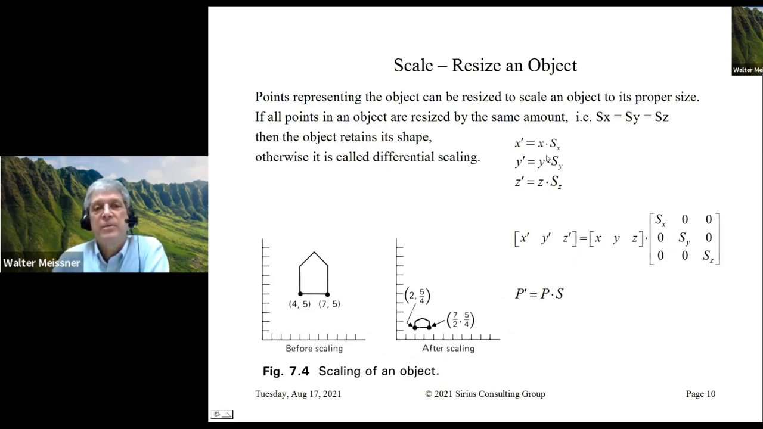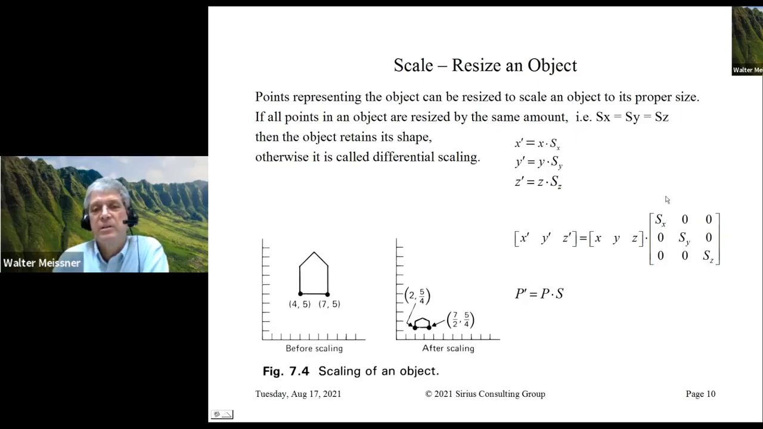So here again are the equations for scaling. You have X, Y, Z as the original point, and you multiply these points by a scaling factor. If they're all the same scaling factor, the object will retain its shape. Otherwise, it's differential scaling.